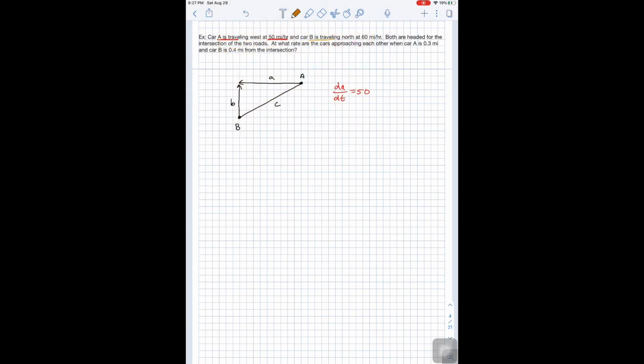Now, car B is traveling this, again, is a rate, but it's a rate of car B. So that's going to be dB/dt.